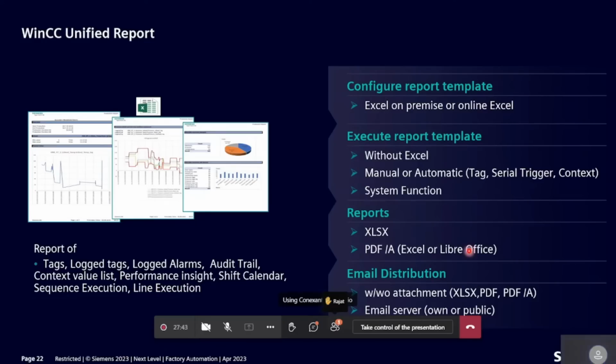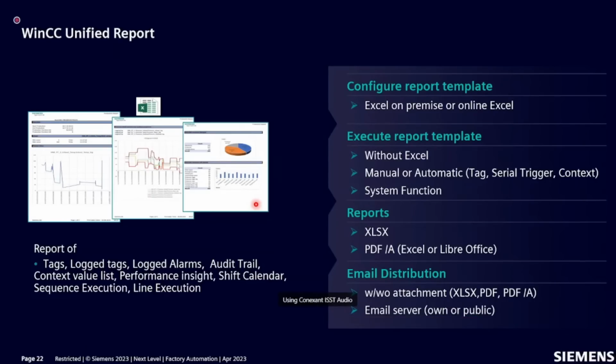If this particular package from Office is installed on the panel, then it can be visualized there itself. And apart from that, there is also the possibility to distribute the report by email to the participants, with attachment or without attachment, within the premises or outside the premises also. But definitely for that, the user has to arrange the infrastructure.